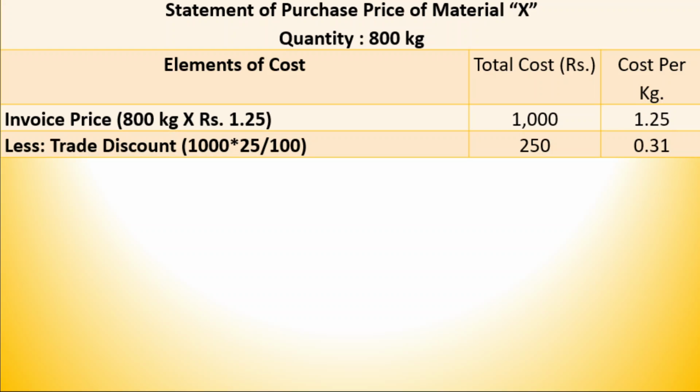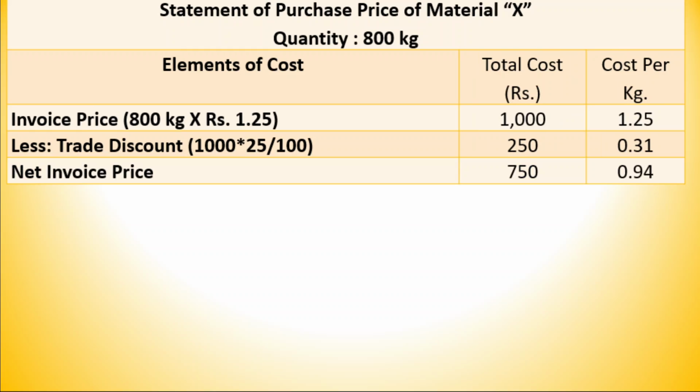From this, you deduct less trade discount. Given, trade discount is 25%, which is calculated on invoice price. 1000 into 25% comes up to 250. If you want to calculate discount per kg, that is 250 divided by 800 kgs, you get 0.31. From invoice price, when you deduct trade discount, we get net invoice price, that is 750, per kg 0.94. That is 750 divided by 800 kgs.